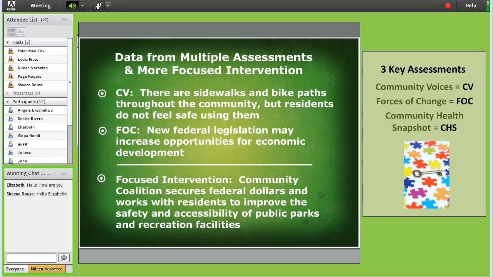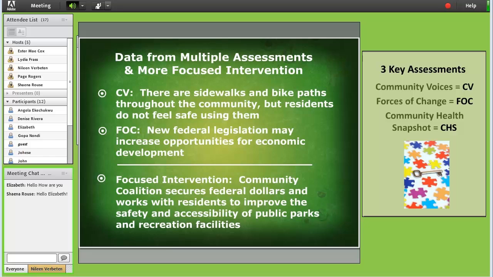So now you know a bit more than just the prevalence of obesity. You can also consider the community's perception about safety and also consider some upcoming economic development opportunities. And in taking all 3 of those into consideration, you might determine that another type of intervention is more effective. And the one listed here is that the Community Coalition secures federal dollars and works with residents to improve the safety and accessibility of public parks and recreational facilities.